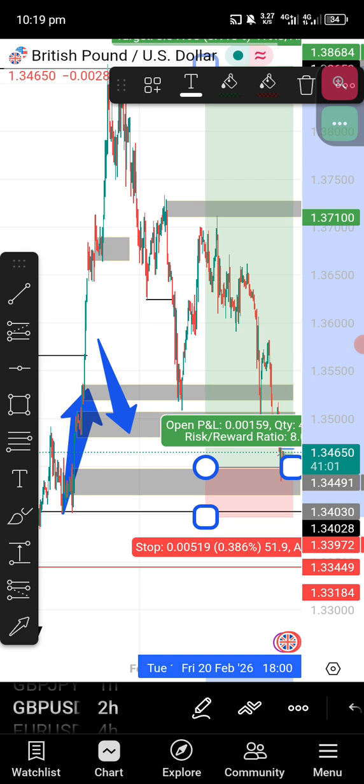I am like 70% sure that this zone will hold. I am very, very sure, because this is the extreme order block. It would have to be a very, very strong fundamental news event to make this zone not hold. Do you understand? But even though I know that it will hold, I would still not enter this market yet until I see a bullish confirmation.